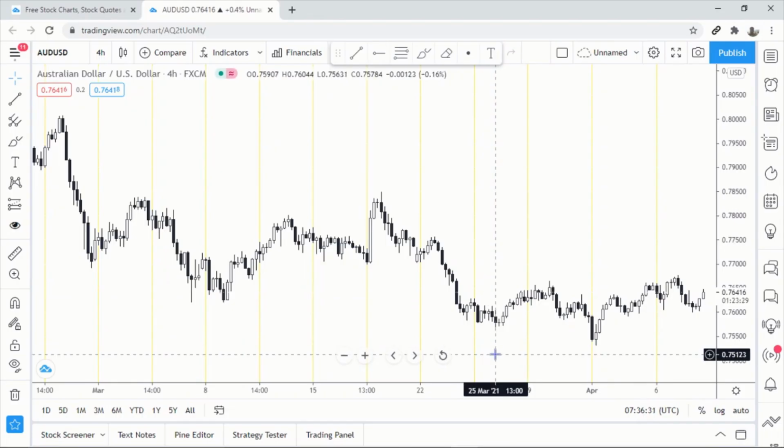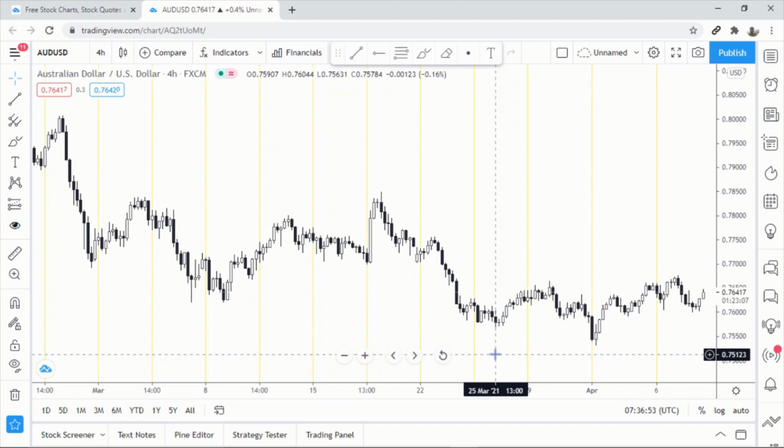The next most important thing when considering the analysis of any currency pair is the zooming in and the zooming out of the currency pair's chart. Sometimes you need to do a lot of it, or even most of the time, you need to zoom in and zoom out to see the price action clearly.